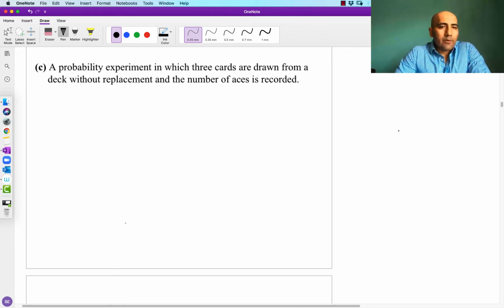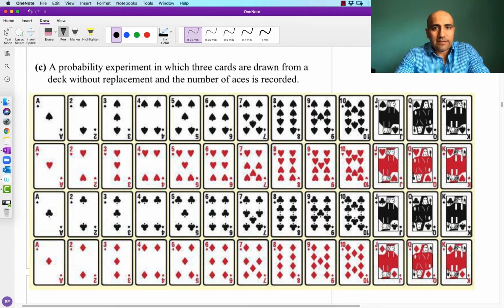Okay, third example. A probability experiment in which 3 cards are drawn from a deck without replacement and the number of aces is recorded, right? So there's a standard deck of cards, 52 cards in there, 4 suits. Each suit has 13 cards, right? Your standard deck of cards, and you're gonna shuffle them all up, so it's all random in there, and you're gonna pull one out, flip it over, and decide, is this an ace, yes or no? You're not going to put it back, right? It's without replacement. You're not going to put it back in the deck and leave it there on the table. And you flip another card. And again, you determine, is this an ace, yes or no?